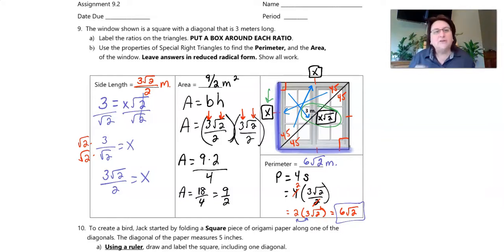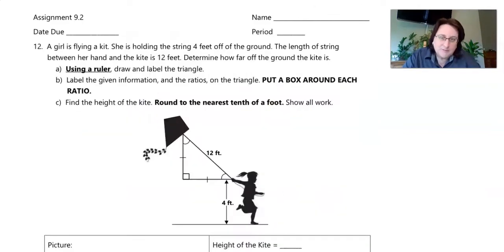Okay, you guys want to do one more together? Let's do one more. Let's go down and take a look at number 12. All right, here we are, number 12. Guys, please read through this carefully, okay? It says a girl is flying a kite. Now, she is holding the string 4 feet off the ground. The length of string between her hand and the kite is 12 feet. We want to determine how far off the ground the kite is. So, guys, we're assuming that between her hand and the kite, the string is tight. It's not droopy, okay? It's tight.